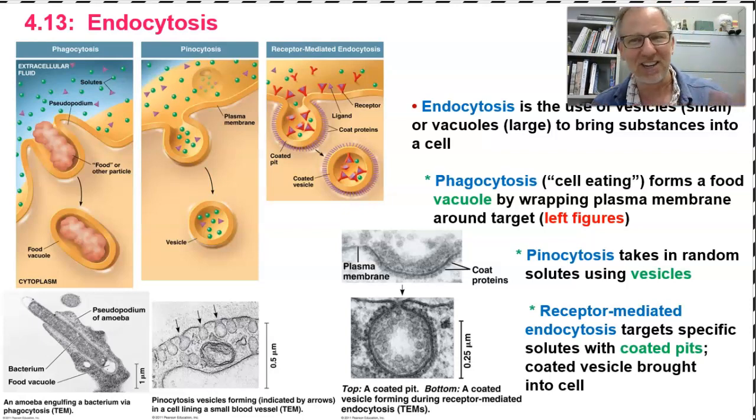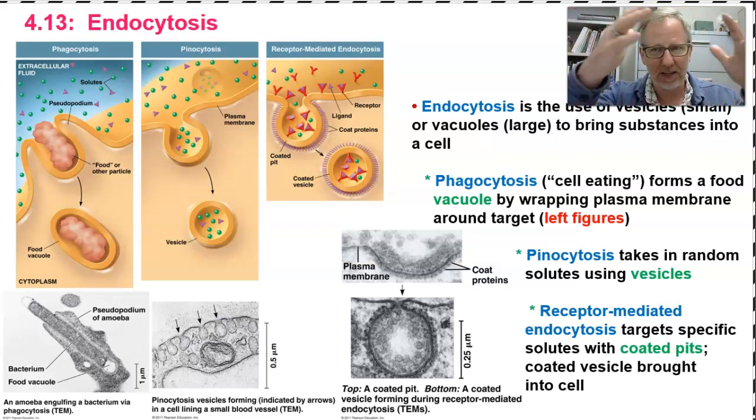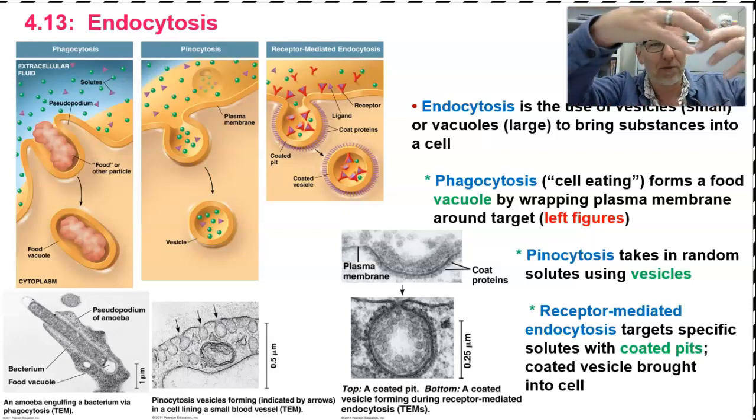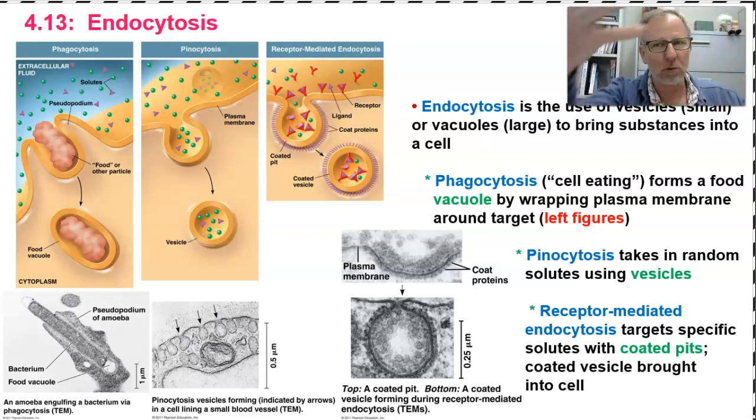So phagocytosis is loosely translated to cell eating, because look at the figure on the far left. What's happening is a cell is wrapping its plasma membrane around some kind of target, like a big chunk of food, maybe an entire cell, like a bacterium. And the plasma membrane wraps around that large object and brings it inside in a big, gigantic bubble of membrane called a food vacuole.